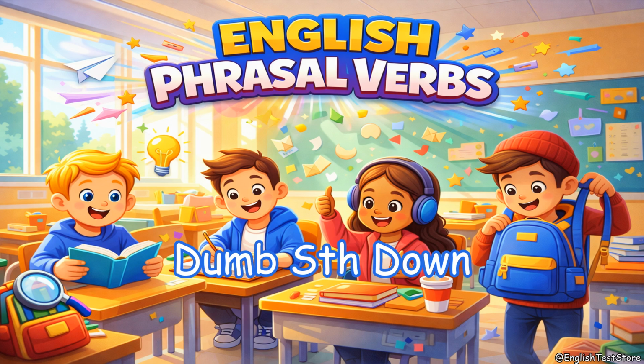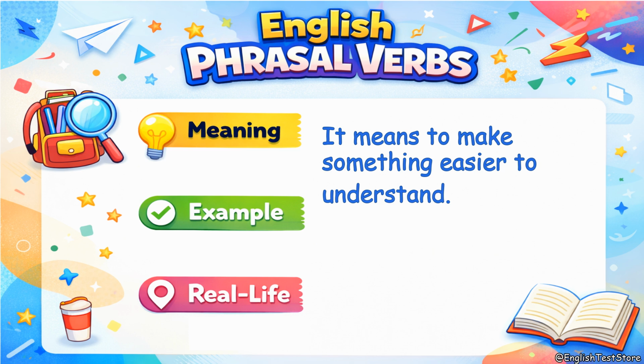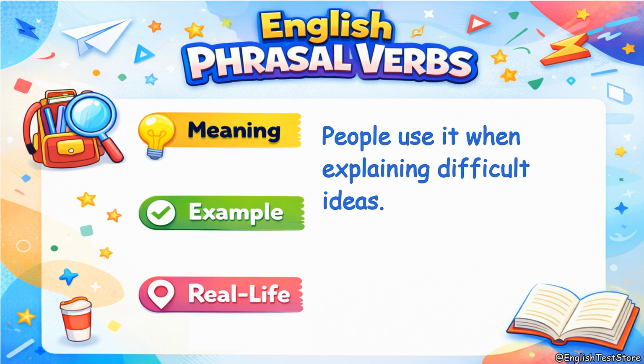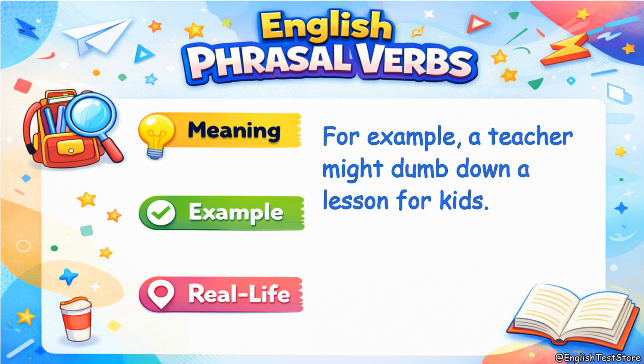Today, we will learn about the phrase dumb something down. It means to make something easier to understand. People use it when explaining difficult ideas. For example, a teacher might dumb down a lesson for kids.